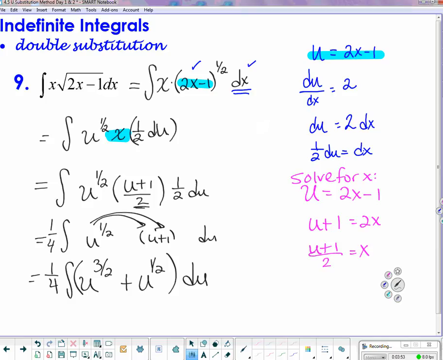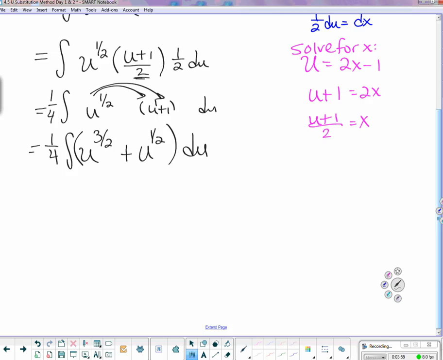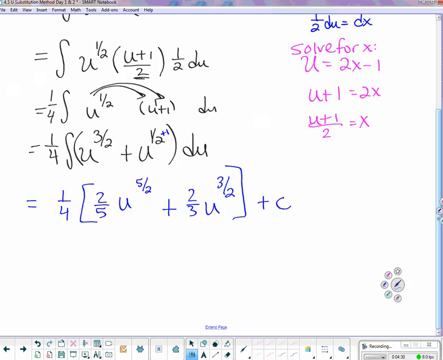How did I get 3/2? I added 1 plus 1/2. I used exponent rules: when the bases are the same, you add your exponents. Now we can go into integration. This integral will look like 1/4 of: raise it by a power, so add a 1, divide by that power. But dividing by a power is like multiplying by its reciprocal, so I'm going to write it as 2/5 u to the 5/2. Then u to the 1/2, pick up a power, so add 1, that's going to bring me to 3/2. Divide by 3/2, but that's like multiplying by 2/3. And then add my c, which you can do inside or outside of the parentheses. It won't matter.